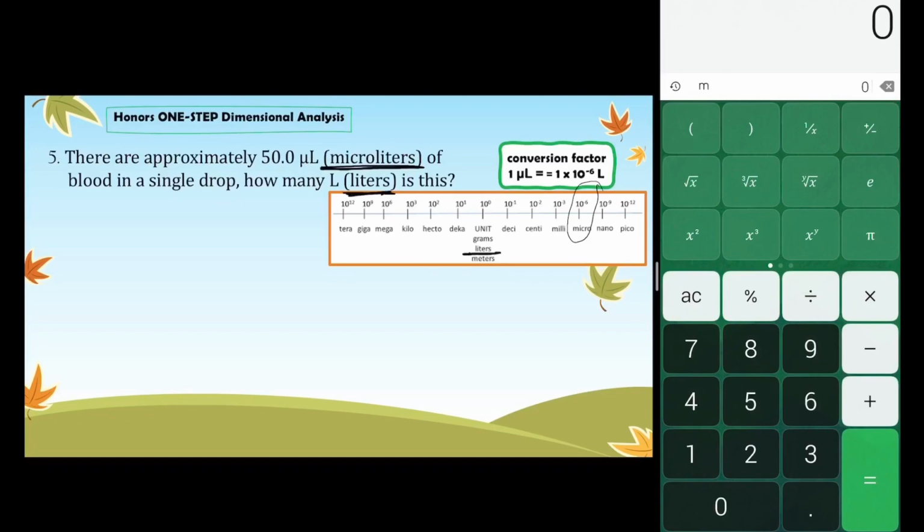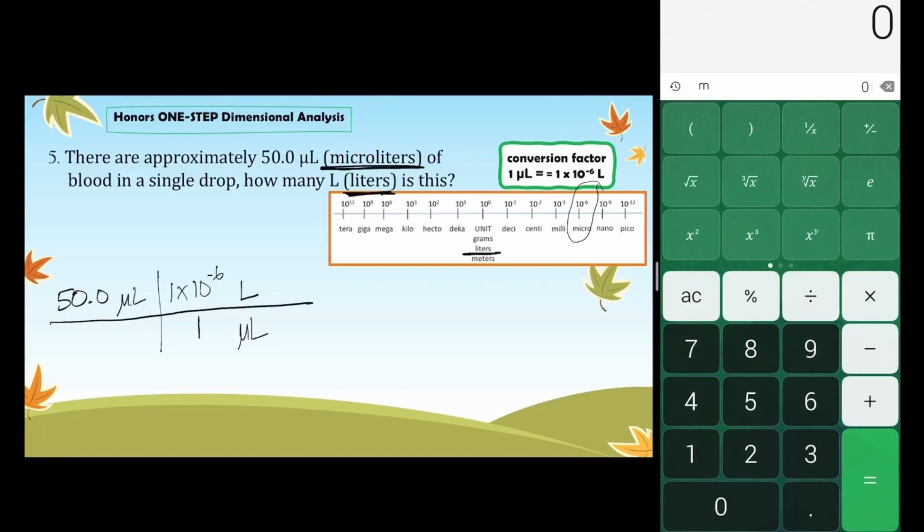Let's begin. 50.0 microliters. We want to get rid of microliters, so we're going to put that in the denominator. And we want to have liters in our final answer, so that'll go up at the top. 1 microliter equals 1 times 10 to the negative 6 liters.